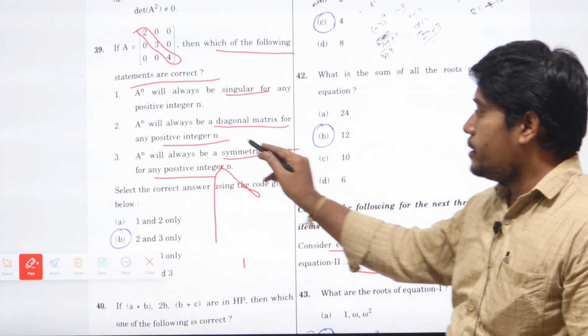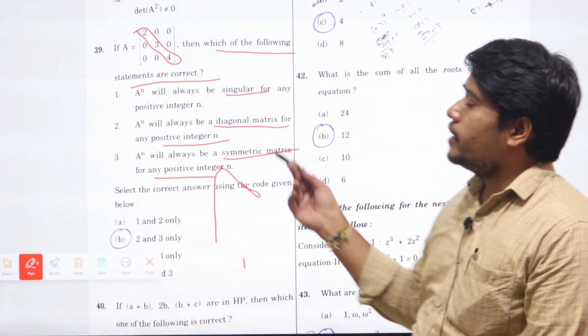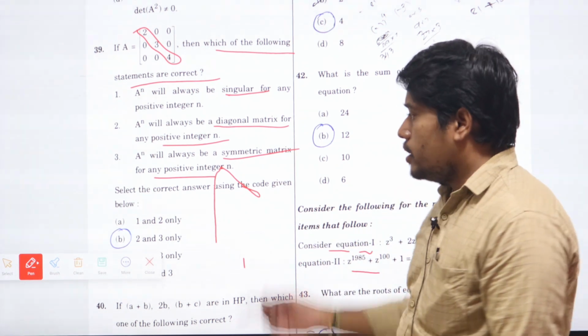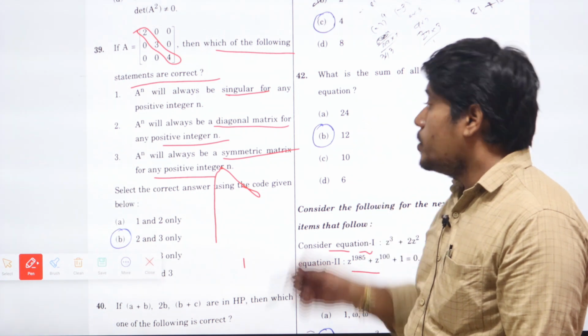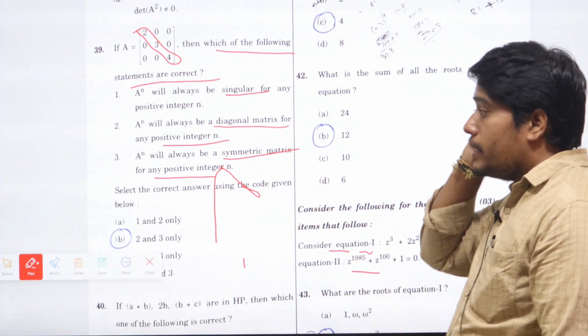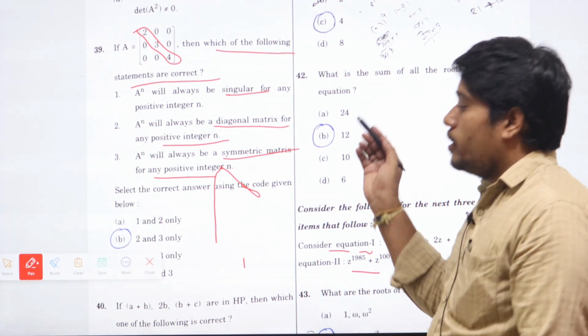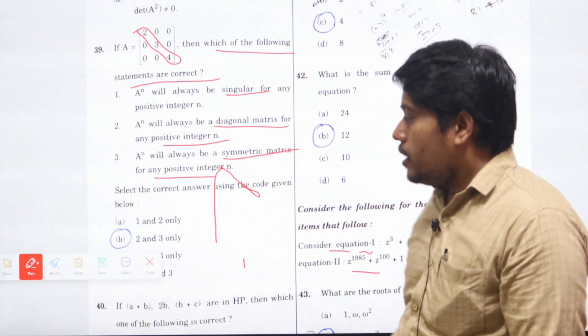And one more, symmetric. So this is diagonal, we have to take its transpose. Definitely it is similar to the given matrix A. Definitely the symmetric matrix condition will be satisfied. So option B, which means 2 and 3, will be the right answer.